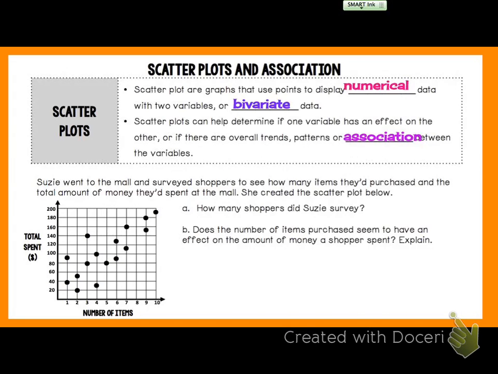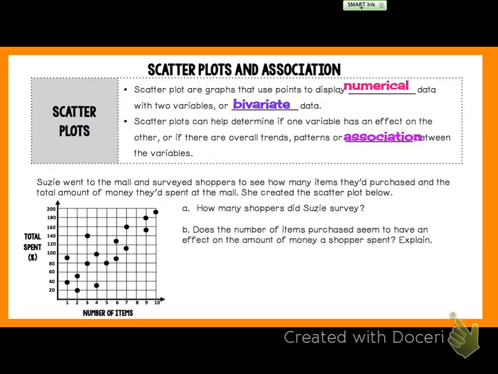So let's look at this graph below. It says Susie went to the mall and surveyed shoppers to see how many items they purchased and the total amount of money they spent at the mall. She created a scatter plot below. So notice it's two pieces of data: the number of items they purchased versus the amount of money they spent.